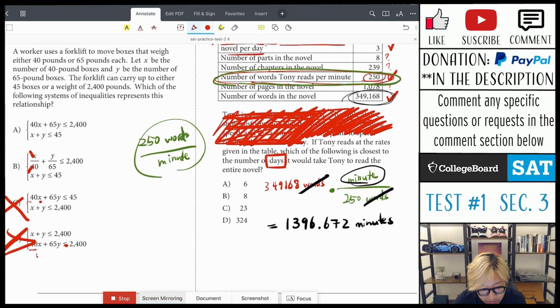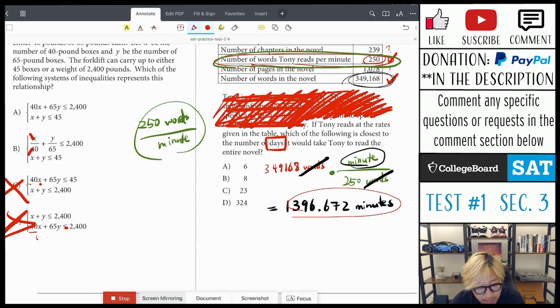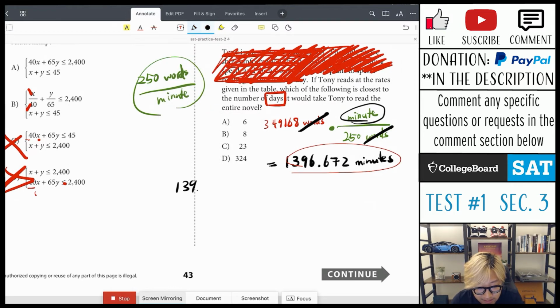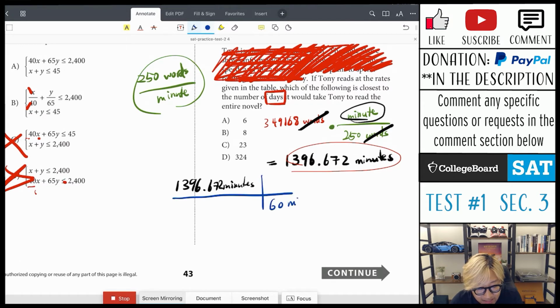So what I'm gonna do is I will grab this and turn it into hours. We're gonna grab that 1396.672 minutes. I forgot the 2, but it doesn't matter. 60 minutes on the bottom and then 1 hour on top. So when you do that, you should get 23.277866667 hours. There we go.